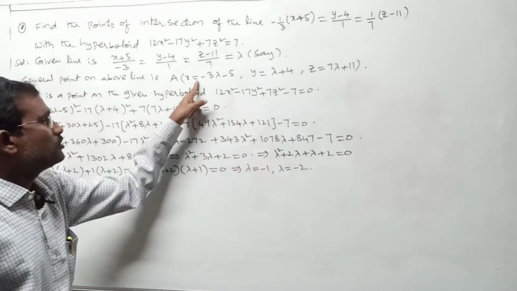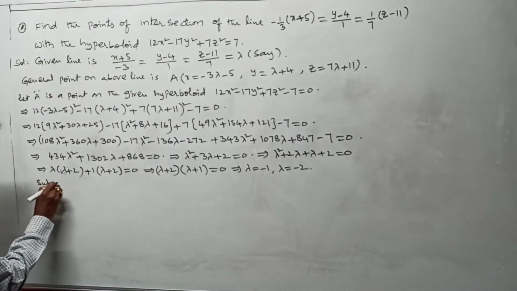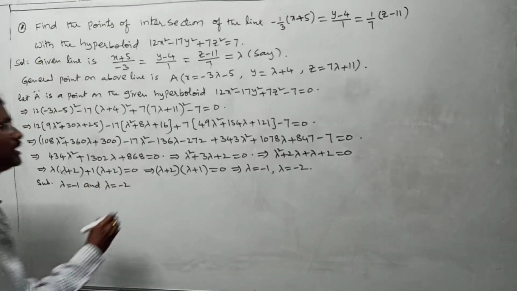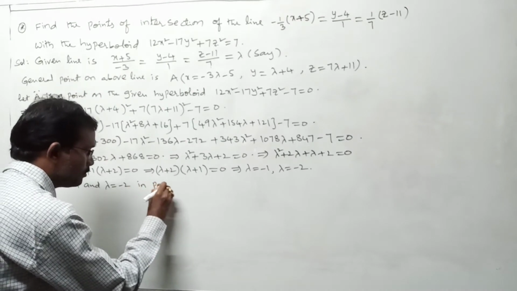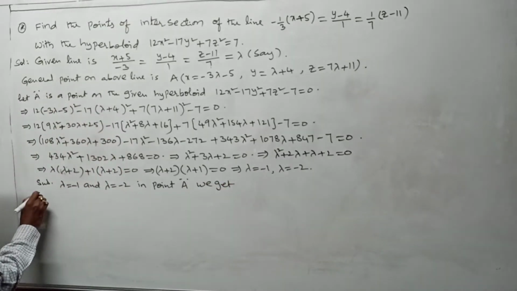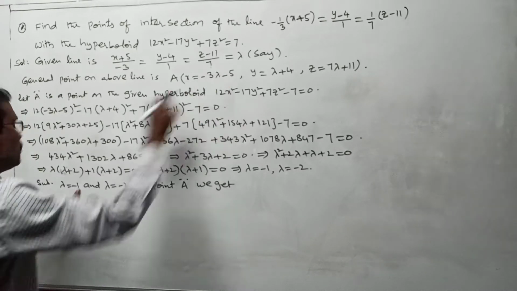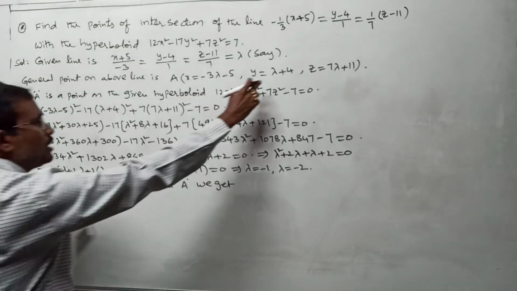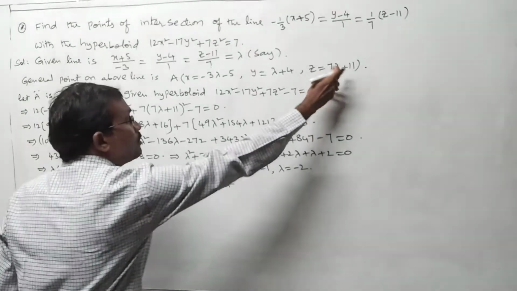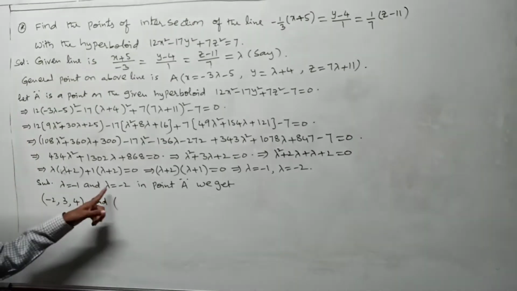Substituting these two lambda values in point capital A, you get your required intersecting points. Substituting lambda equal to minus 1 and lambda equal to minus 2 in point A, we get, yes, directly I am proceeding. First go for lambda equal to minus 1 here. Here it is plus, minus 2 plus 3 minus 5. Here 3 minus 1 plus 4. Next minus 7 plus 11 is what? Plus 4.